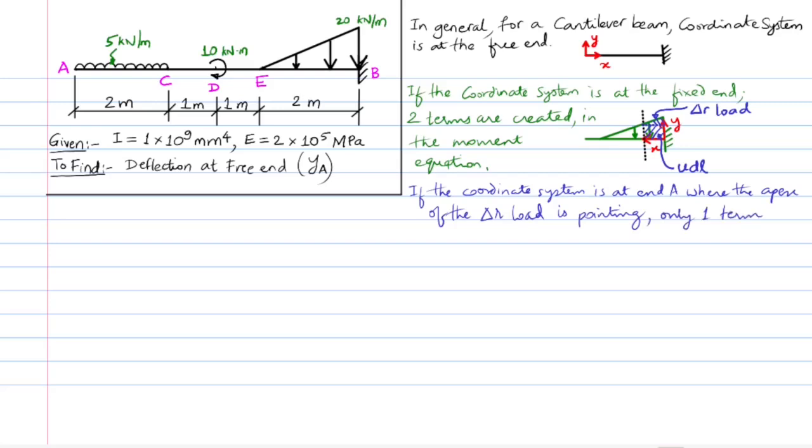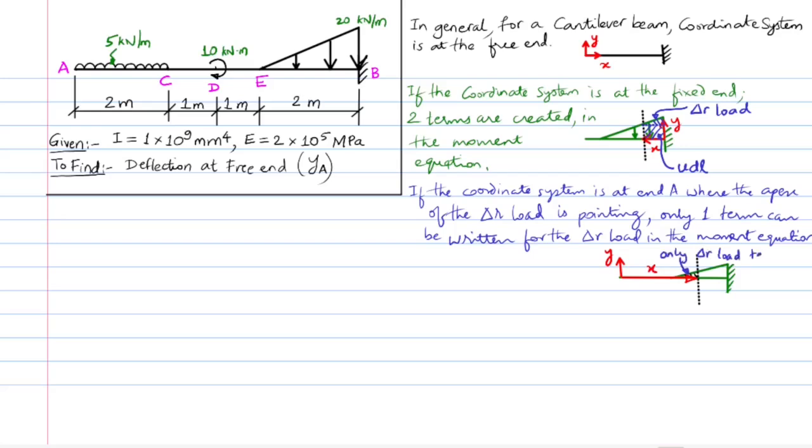We therefore prefer to show the reference coordinate system on the extreme side of the beam where the apex of the triangular load is pointing. This would necessitate writing only one term for the load and hence the bending moment at the imaginary section. For the given problem, hence, we prefer the free end of the cantilever beam, that is point A, as the reference end. The coordinate system is drawn with deflection y taken positive in upward direction and distance of imaginary cross-section taken positive when pointing towards the right.